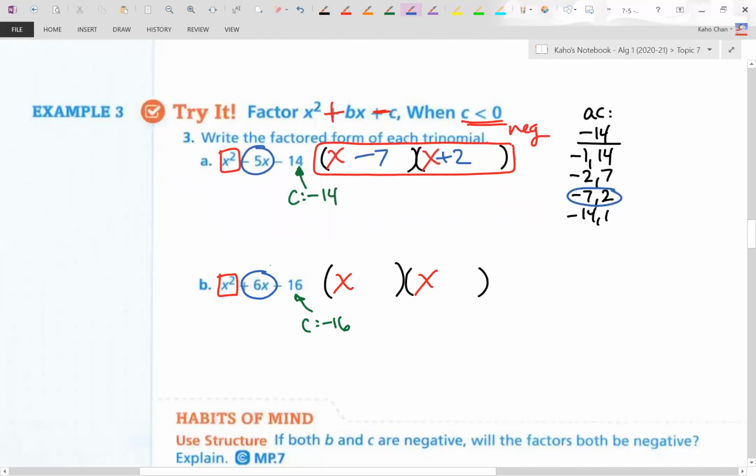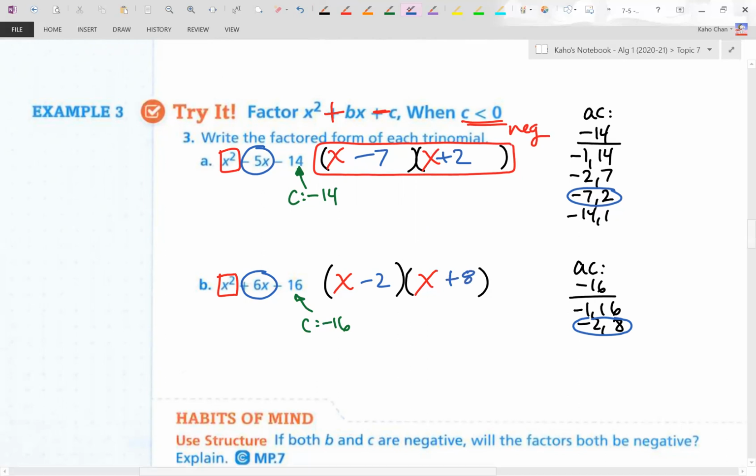You notice something interesting. In the last problem, I had a -7, +2, right? The bigger number was negative because my middle value is negative. In this case right here, for 3B, 6 is positive. My bigger number should be positive in order for it to subtract away. So here my AC value is -16, -1, 16, nope, -2, 8. Stop. There it is. There's my pair. When added together, will give me +6.